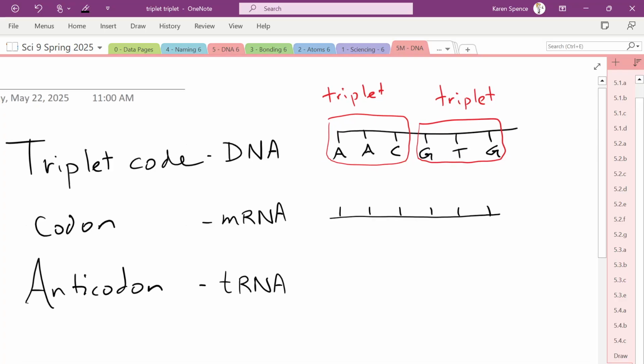Okay, so we have our 3 codes. This is just for the video. We have our triplet code, which is on the DNA, the codon on the mRNA, and the anticodon on the tRNA. And we've drawn a small strip of DNA that has 2 triplets. First triplet is AAC. The second triplet is GTG. What would the code be on the mRNA that is made from that DNA strand?